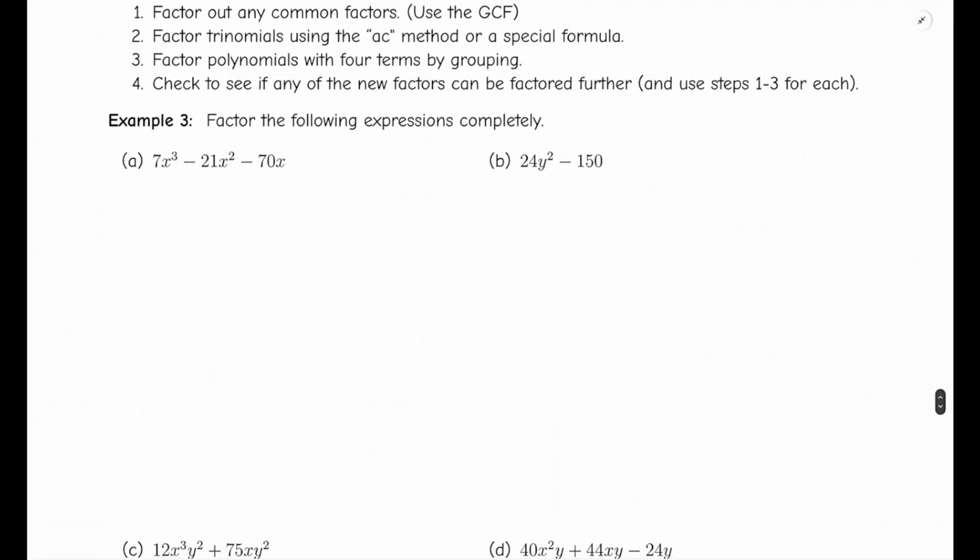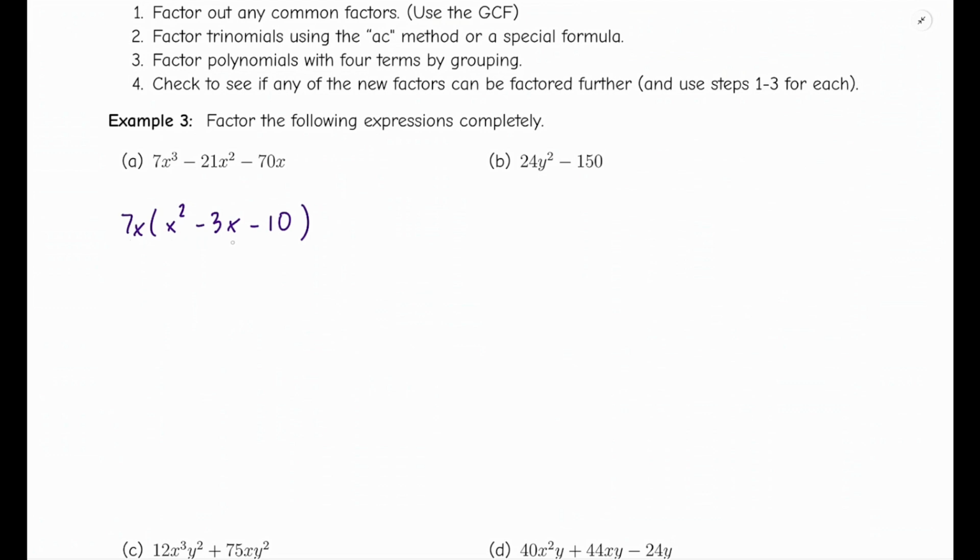So example 3, factor the following expressions completely. So part A is 7x cubed minus 21x squared minus 70x. So first step, factor out the GCF, which is 7x. Next, see if you can factor anything further. 7x is as factored as it can go.